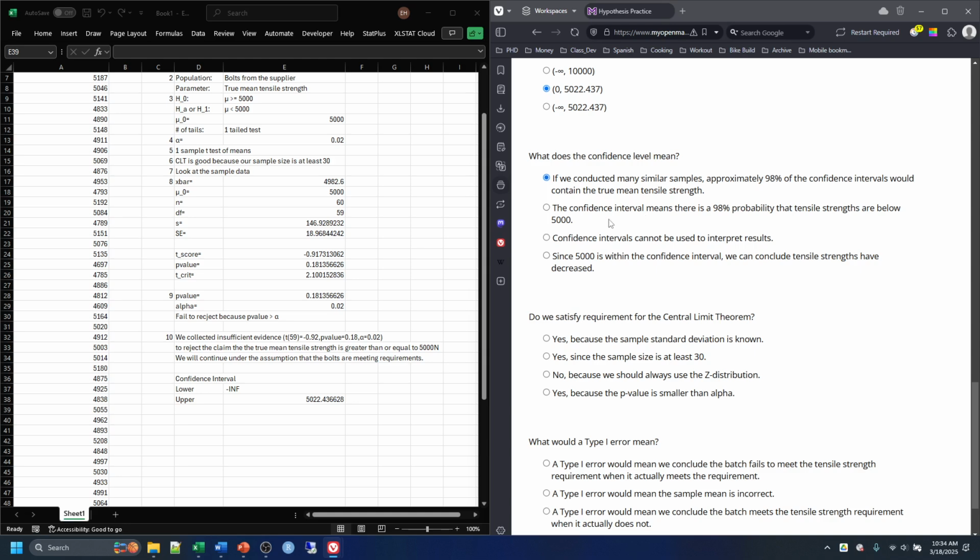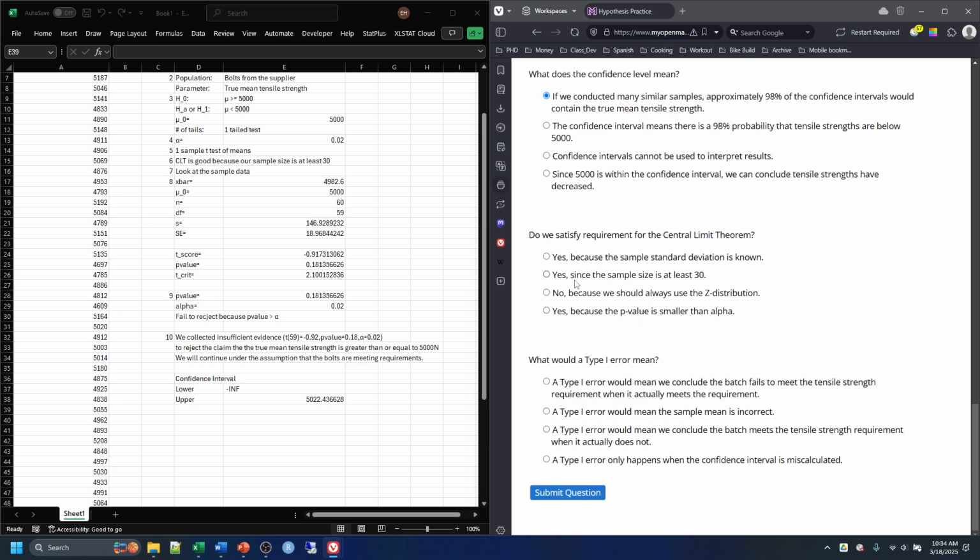It doesn't mean that there's a 98% probability that the tensile strength is below that value. Confidence intervals can be used to interpret results, and since 5,000 is within the interval, this would be true: we cannot conclude that the tensile strengths have decreased. But since 5,000 is inside, we absolutely can't do what this last option is saying. Okay, do we satisfy the central limit requirements? Well, we satisfied it because we had a sample size of at least 30, so that was good.